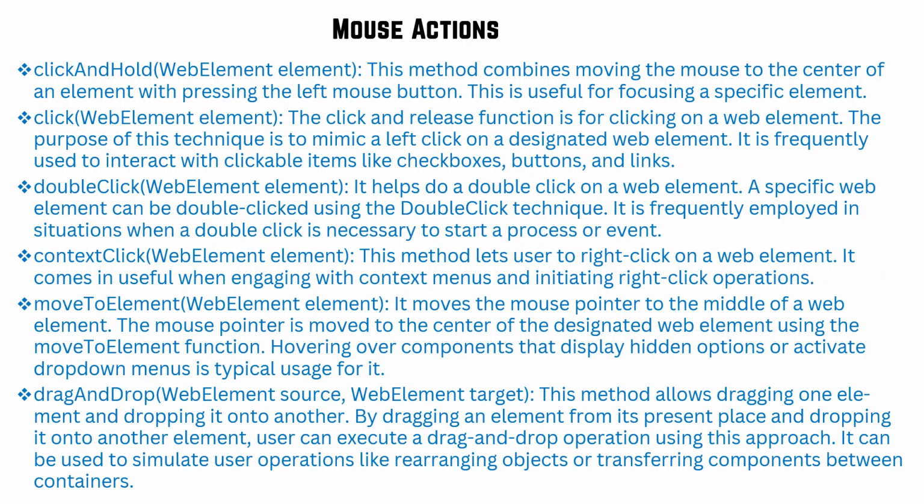So what we discussed so far: click and hold is just trying to click and hold. The full click is not happening, it is just highlighting that link. Click means clicking. Double click means double clicking from your mouse. Context click is right click. Move to element means just hover over the element so that it is highlighted with the color changes. And drag and drop I'll be covering in more detail.